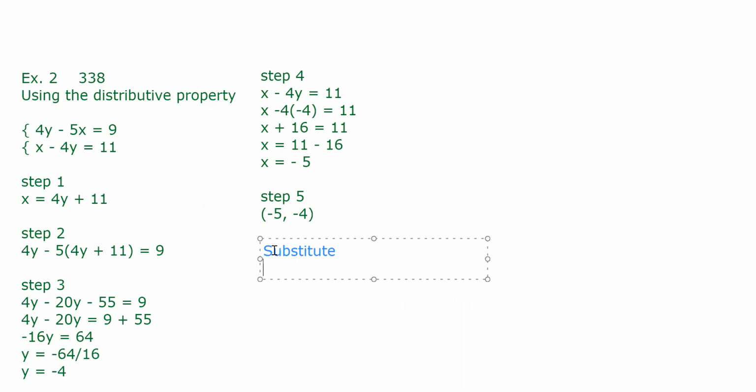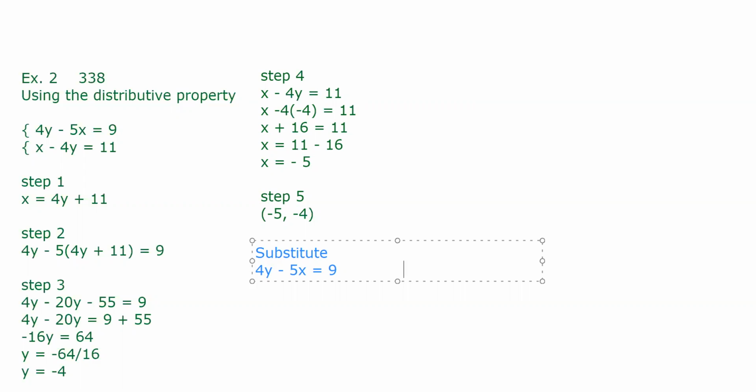And I have both equations. 4y minus 5x equals 9. Okay, remember, when you solve the graph of some system of equations, if you have it in your book, you know the answer. If you have your book, you know what the answer is going to be.